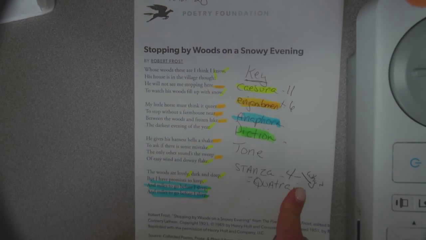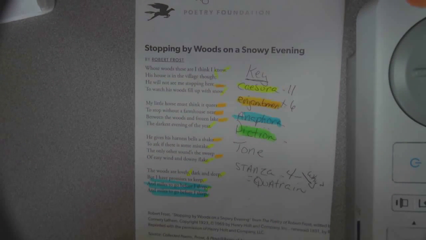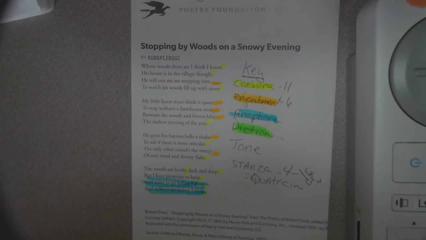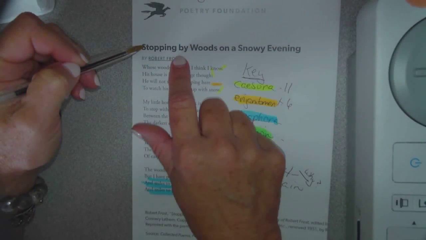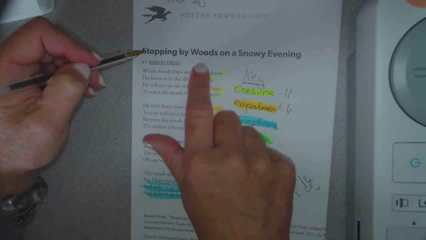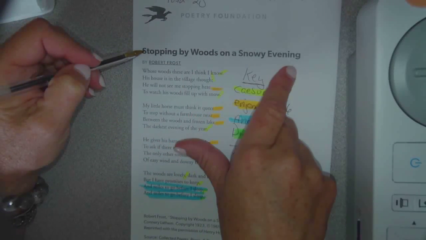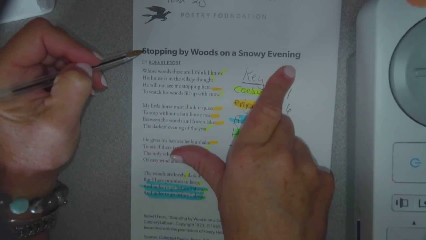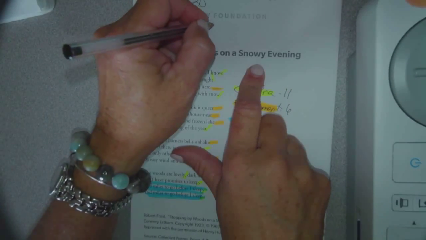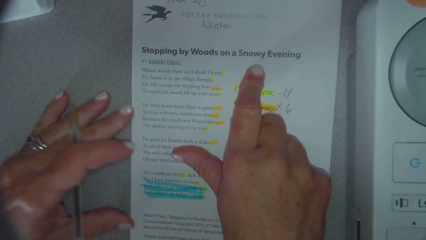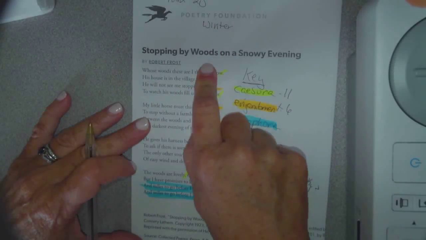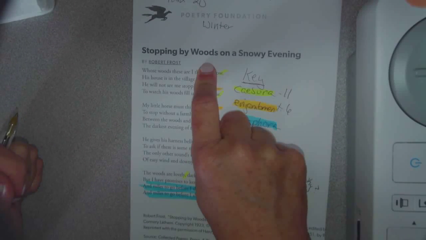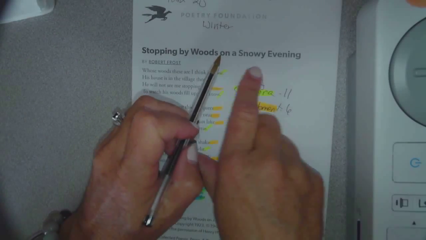All right. Now, the next thing we do when we're analyzing the title of a book or a poem is look at the title. Stopping by Woods on a Snowy Evening tells us what season? Winter, okay? When you think about the woods, what do you think of? Trees and bush. Forest trees, okay?